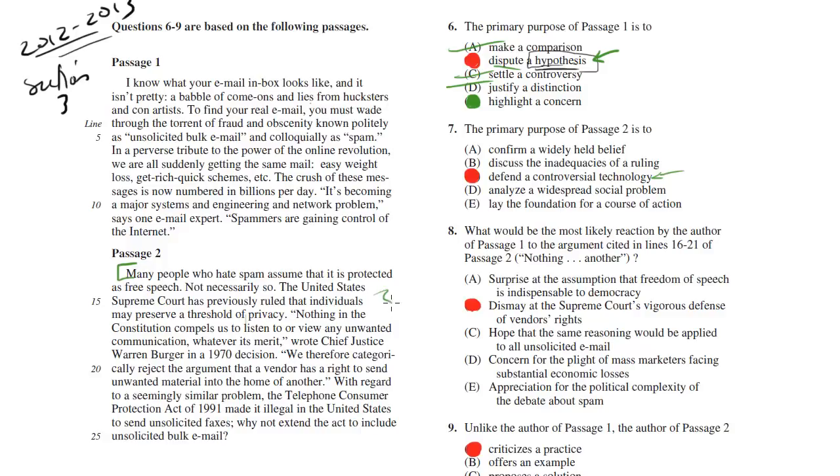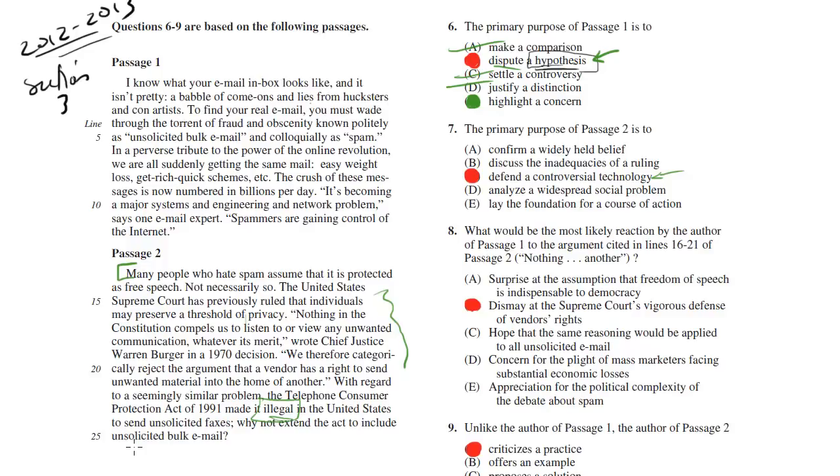And then the rest of the paragraph goes on to describe why that's the case, why the Supreme Court would disagree with that. Then later, it says, with regard to a seemingly similar problem, the Telephone Consumer Protection Act made it illegal to send unsolicited faxes. Why not extend the act to include unsolicited bulk email? So here the passage is offering an idea. How can you stop spam? Well, we stopped unsolicited faxes in one way. Maybe you could stop spam in another way. So this is not at all defending spam.